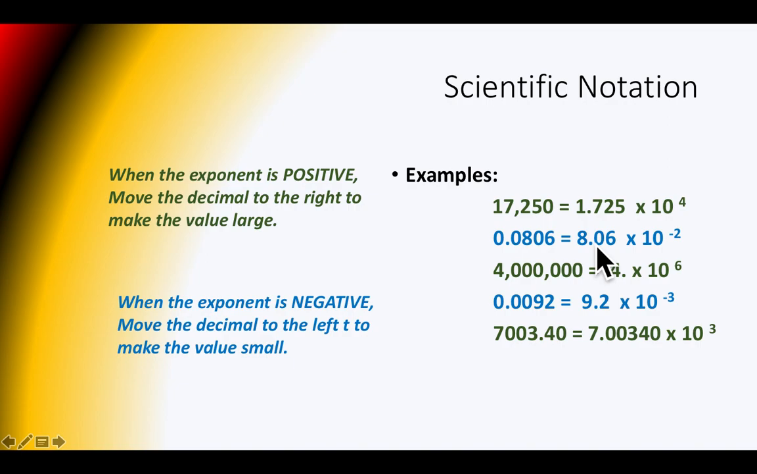Then the one beneath it is an example of when the exponent is negative, in blue. When we have 10 to the negative 2, that means we move the decimal point back to the left to make the value smaller. So 8.06 times 10 to the negative 2 is equal to 0.0806. This value got smaller because we moved the decimal point toward the left. So look at these others if you need to recall how that pattern works.